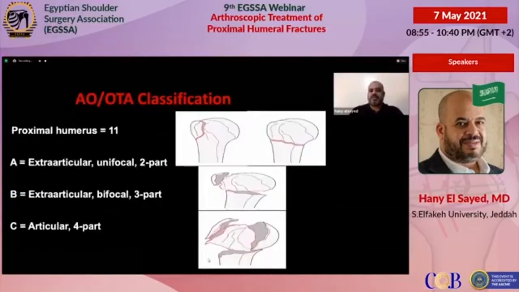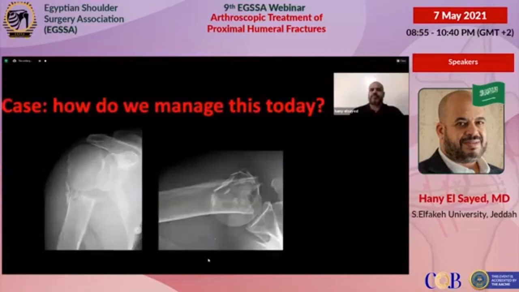The AO classification gave the proximal humerus the number 11, and classifies into A, B, C. A is extra-articular 2 parts, B is extra-articular 3 parts, C is articular, 4 parts.